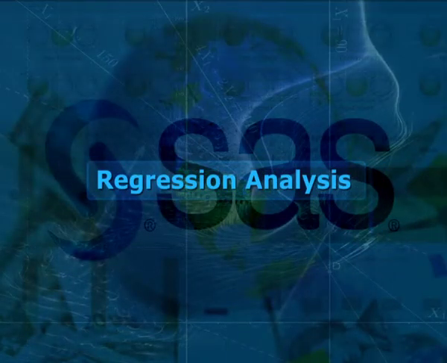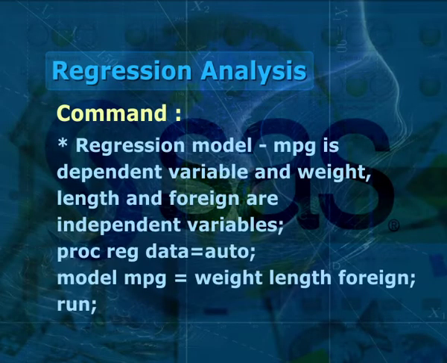Now, talking about regression analysis, we can also perform regression analysis between dependent variable and independent variables. The dependent variable here is miles per gallon, which is dependent upon the independent variables weight, length and foreign. So, the command used to perform this regression analysis is: proc reg data is equal to auto, model MPG is equal to weight, length, foreign, run.